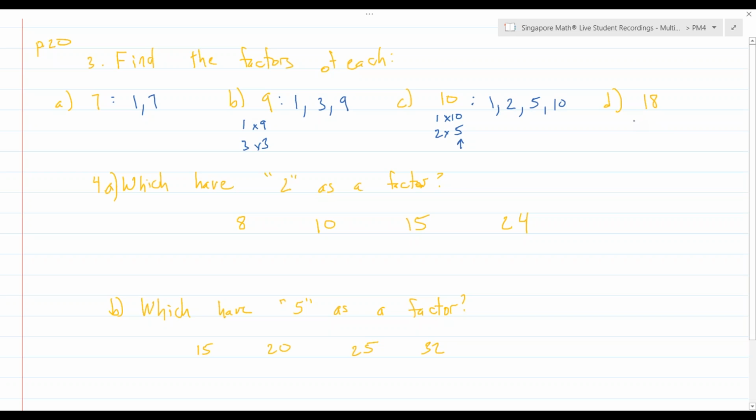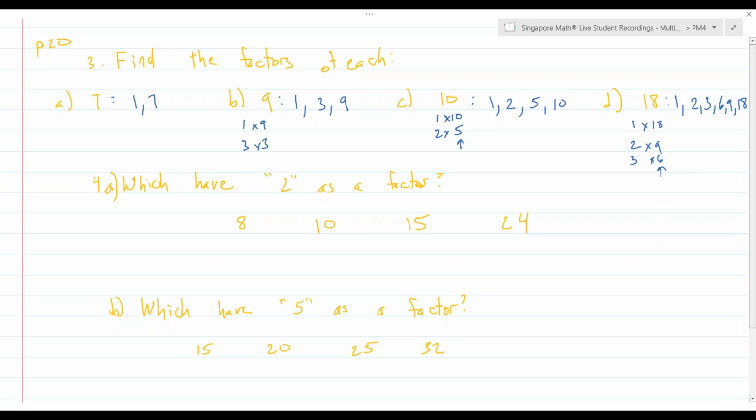How about 18? Always start with 1. 1 times 18, that'll always be a factor. 2 times 9, 3 times 6, 4 doesn't work, 5 doesn't work, and now I'm at 6, which I've already found works, and that tells me that I'm at the end of my options. So 1, 2, 3, 6, 9, and 18 are all factors of 18.